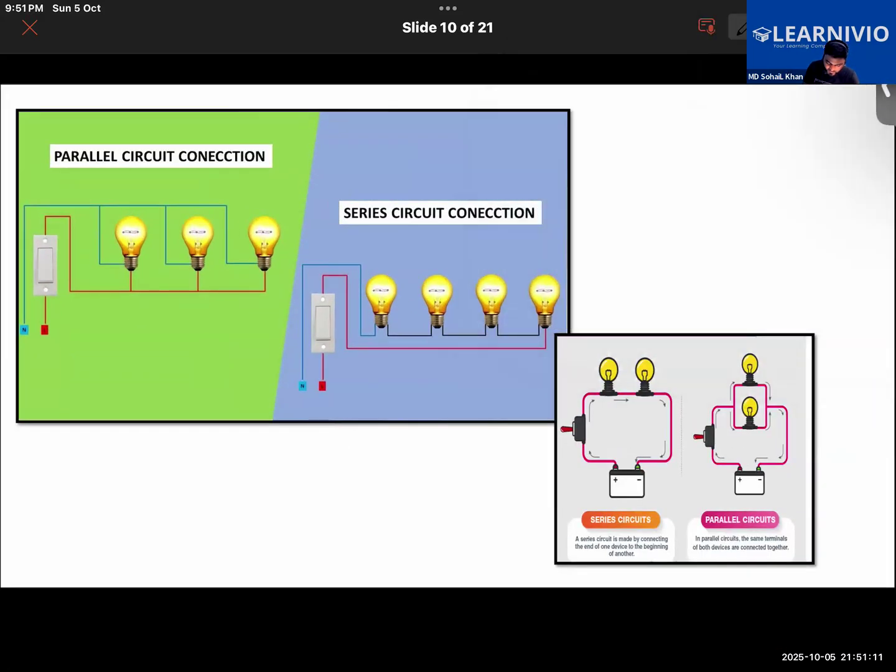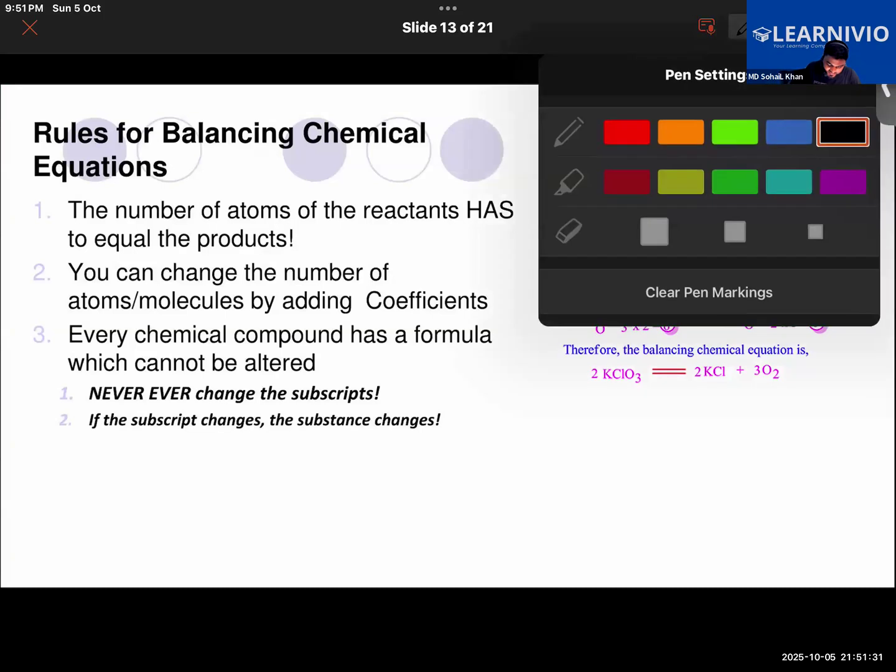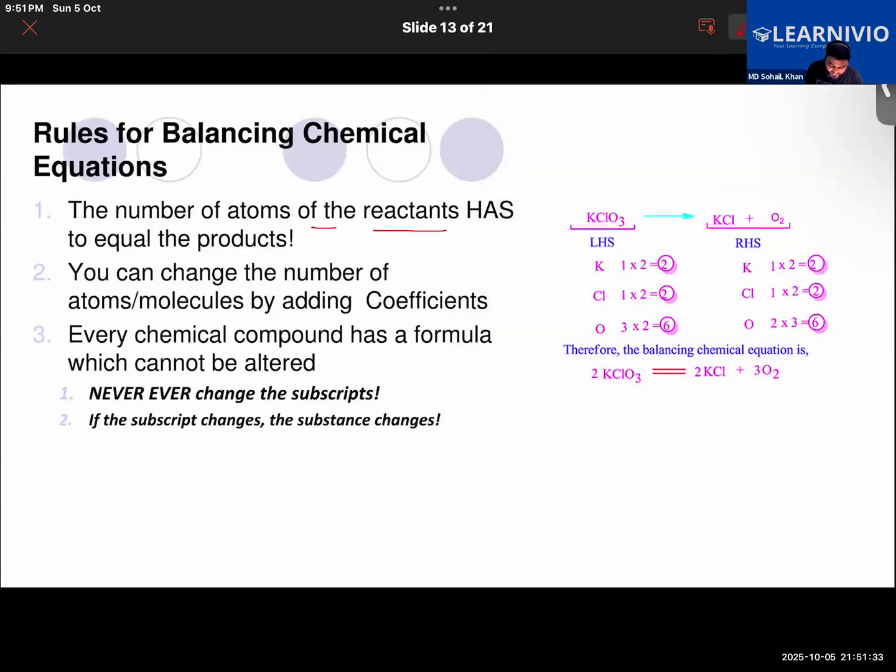Moving to question number 28. We need to understand how to balance the chemical equation. To balance it, first of all, you need to count the number of atoms of each element on both sides of the unbalanced chemical equation. You have to count the atoms of the reactants and the products. On the left side of the arrow is the reactant, and on the right side of the arrow is the product.